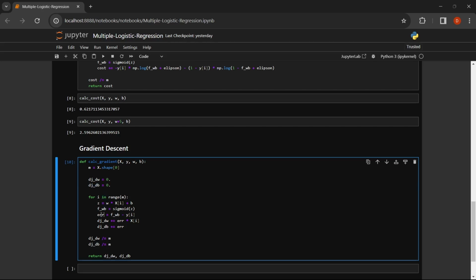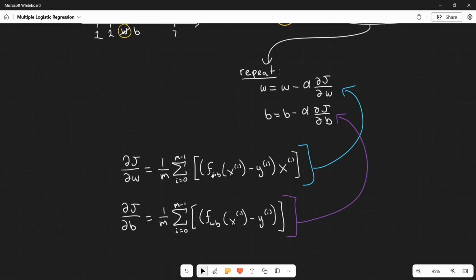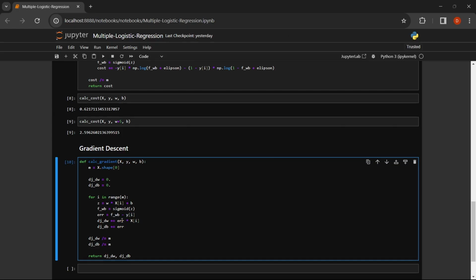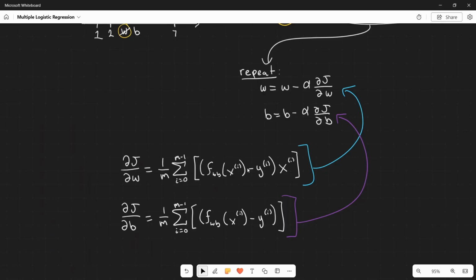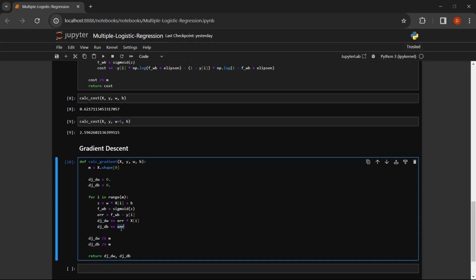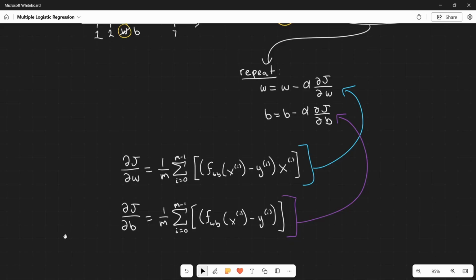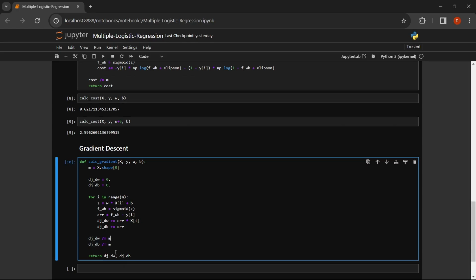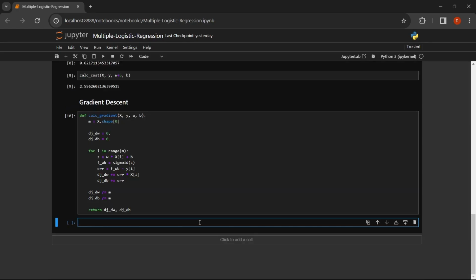And then we want to calculate the error between that probability and the true value, which if we look back at the algorithm, we're finding the predicted probability, subtracting it from the true value, and then adding the error times x at i to dj_dw. So we're multiplying that term by x of i for dj_dw, and then dj_db just takes in the error, like so. And then finally, we want to divide both dj_dw and dj_db by m. So we're doing that here. And then we can return both of those terms. So let's go ahead and run this function and see if we can use it to improve our cost.